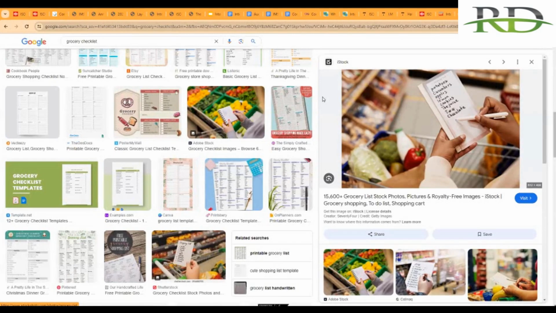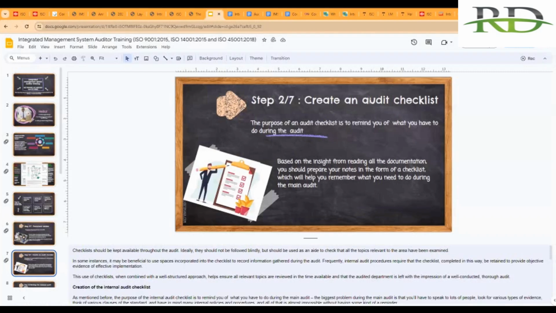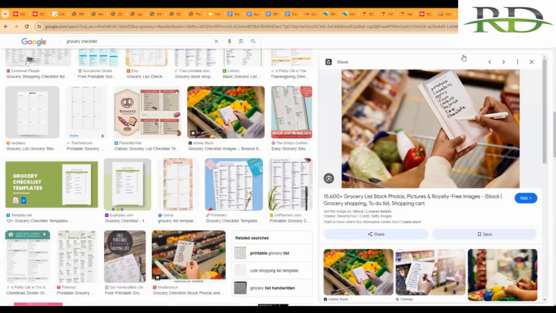So that is also the same way that an audit checklist works. This is only to what? To remind you what to do during the audit. Another thing also, how exactly do you prepare a grocery checklist? How do you come up with a grocery checklist?